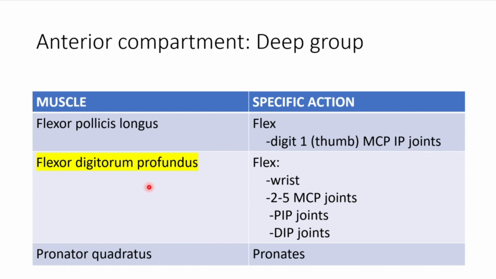The flexor digitorum profundus provides flexion of the wrist, the 2 through 5 metacarpophalangeal joints, the proximal interphalangeal joint, and the distal interphalangeal joints. This is another muscle where only half of it is innervated by the ulnar nerve. The last muscle of the deep group is the pronator quadratus. The pronator quadratus also serves to pronate the forearm.